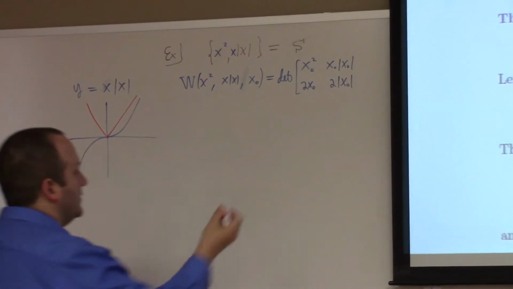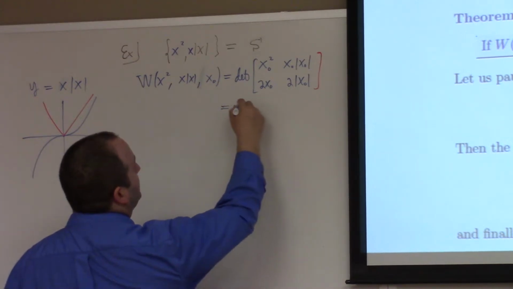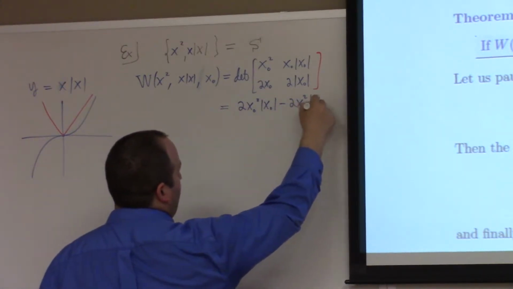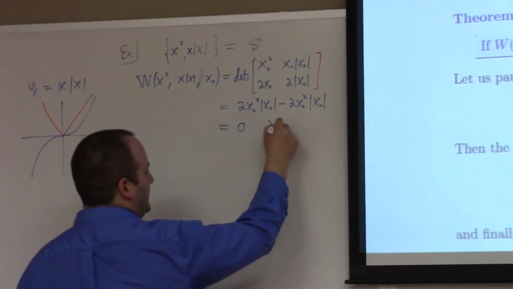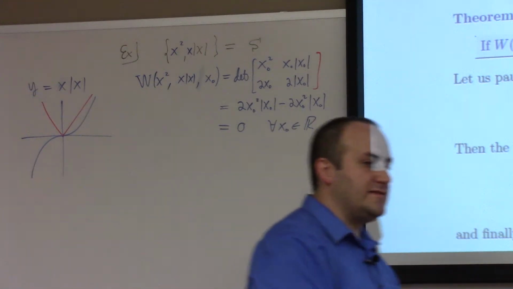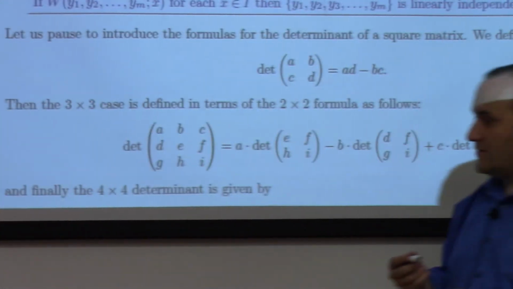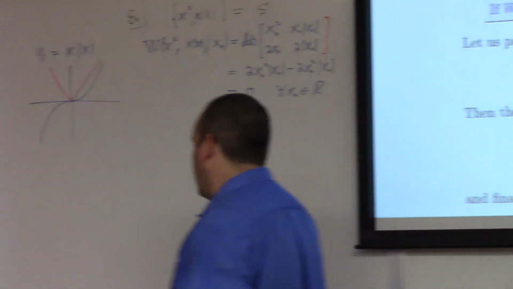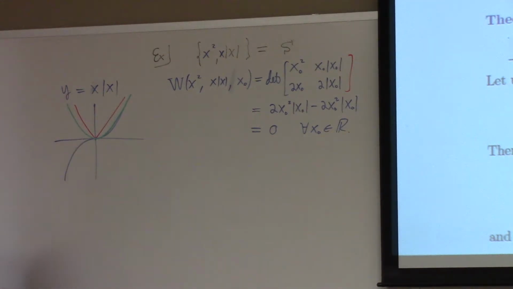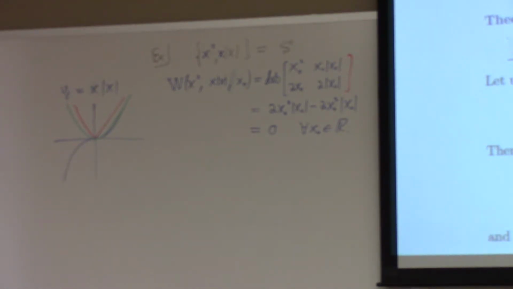Okay, and so you calculate the determinant. What do you get? You get 2x naught squared times the absolute value of x naught, minus 2x naught squared times the absolute value of x naught, which is equal to 0 for all x naught in the reals. Right? So there you have a Wronskian which is identically vanishing, and yet clearly you can see from the graph, if nothing else, that the function x times absolute value of x and the function x squared are not linearly dependent. They have different shapes. That alone is a criterion, geometrically, for linear independence.